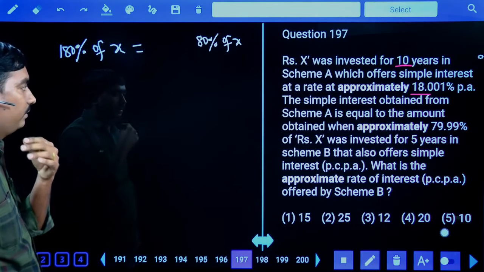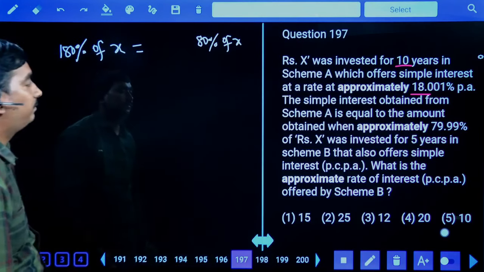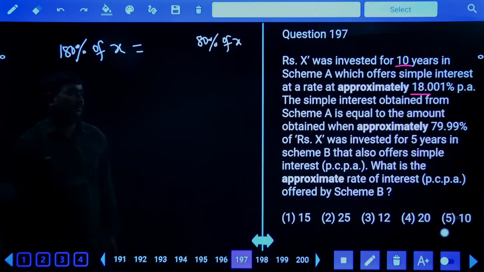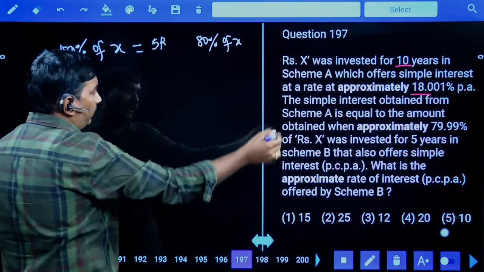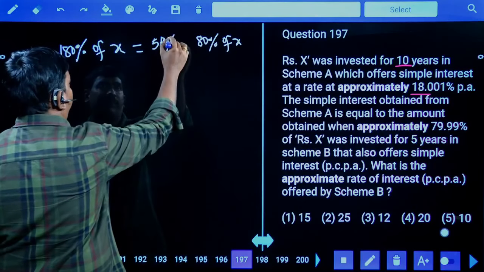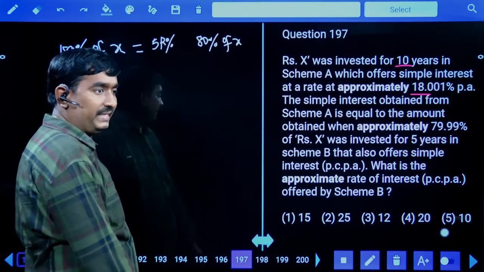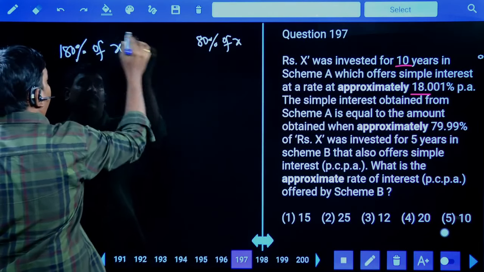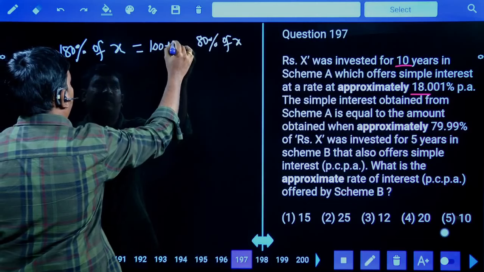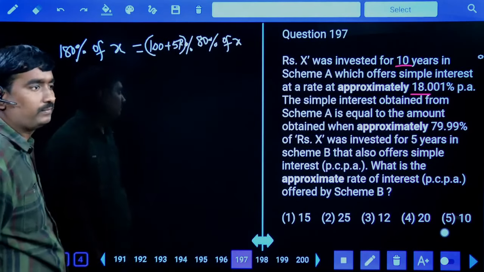For 5 years. For 1 year R%, then for 5 years means 5R%. This is interest. Amount means 100 plus 5R. Amount means principal plus interest. 100 plus 5R% of 80% of X.